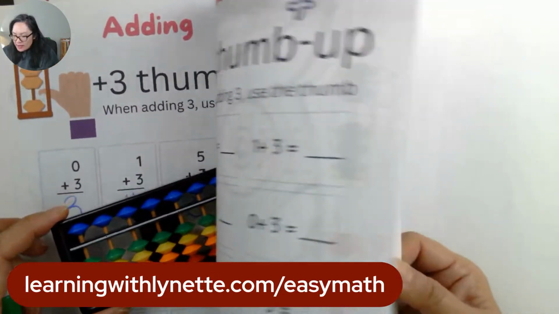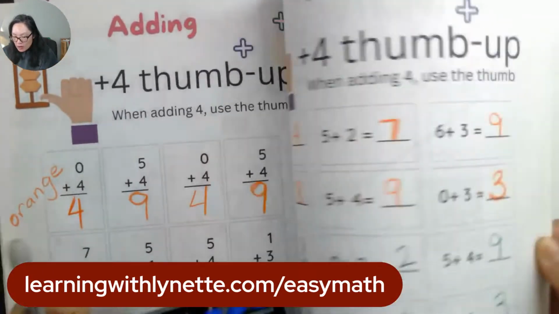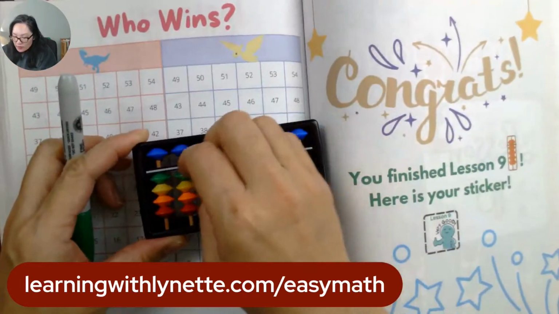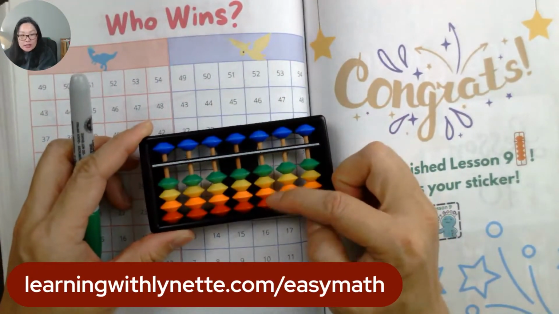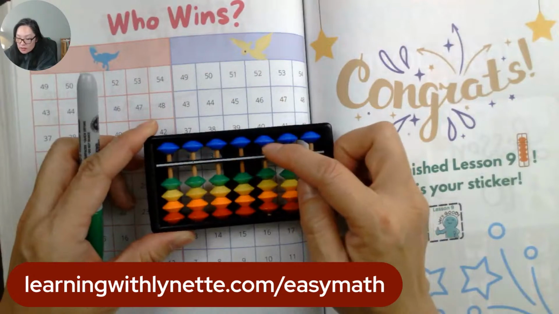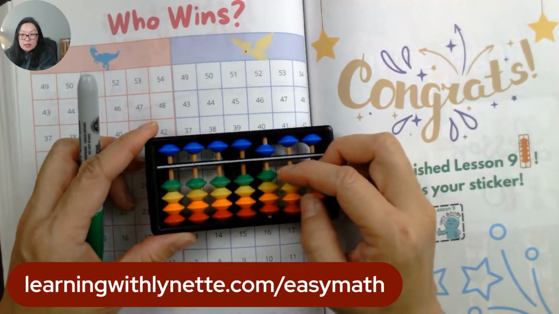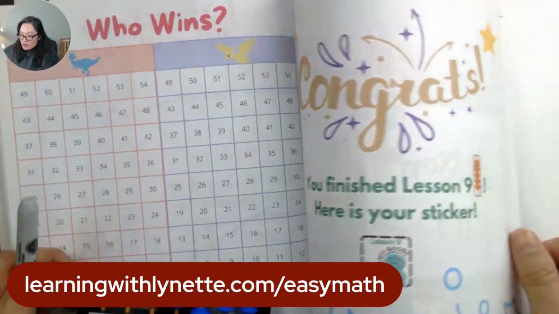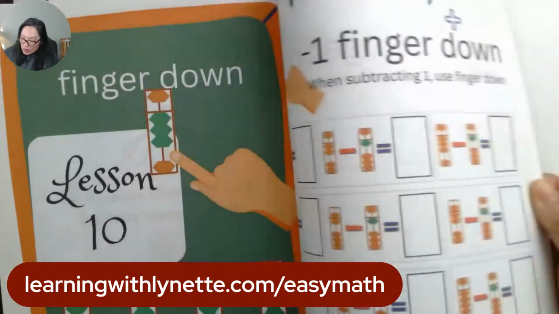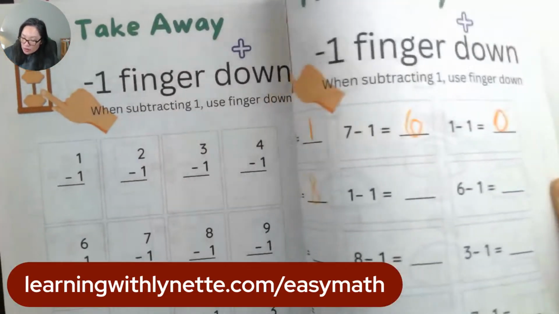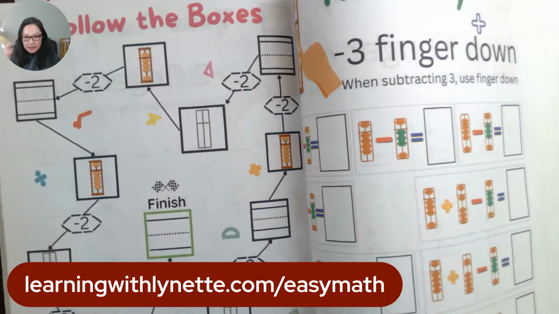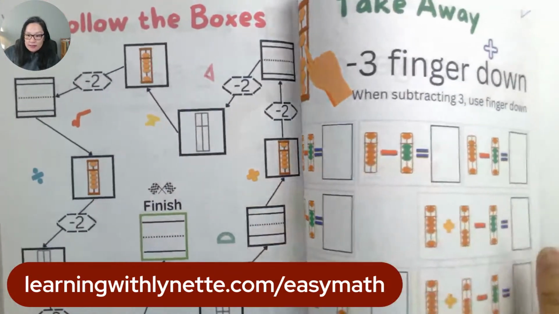So we have the plus 3, and then there's a plus 4. And then after 4, we do minus. Why are we doing minus? Because I wanted to talk about taking away before we start talking about the plus 5. So that's the next set, which is minus 1, minus 2, and then minus 3. And then I have activities to help engage, because they're not just boring questions. And then this is the follow the boxes.